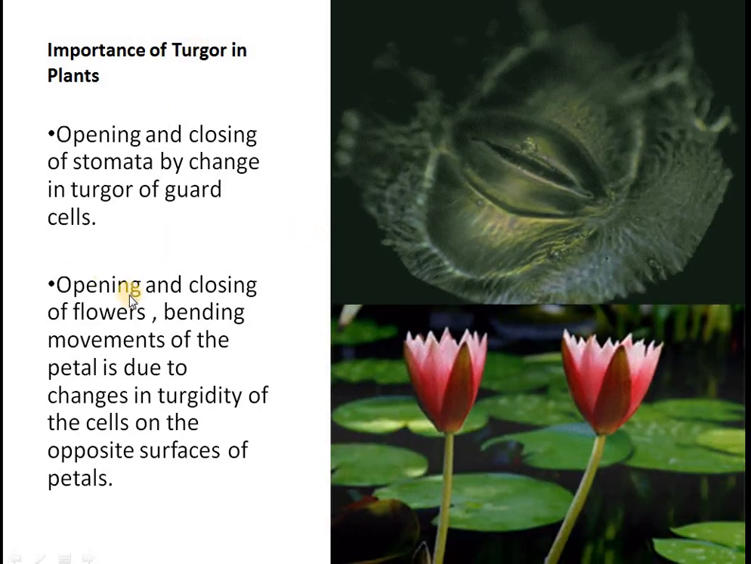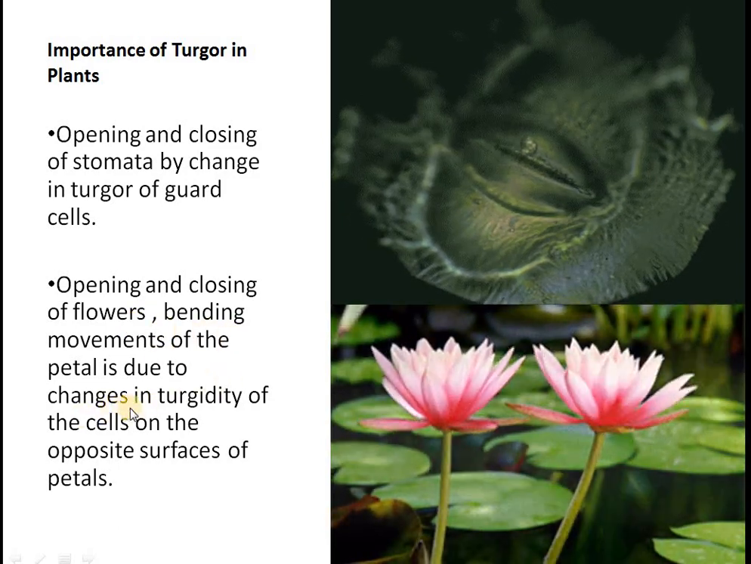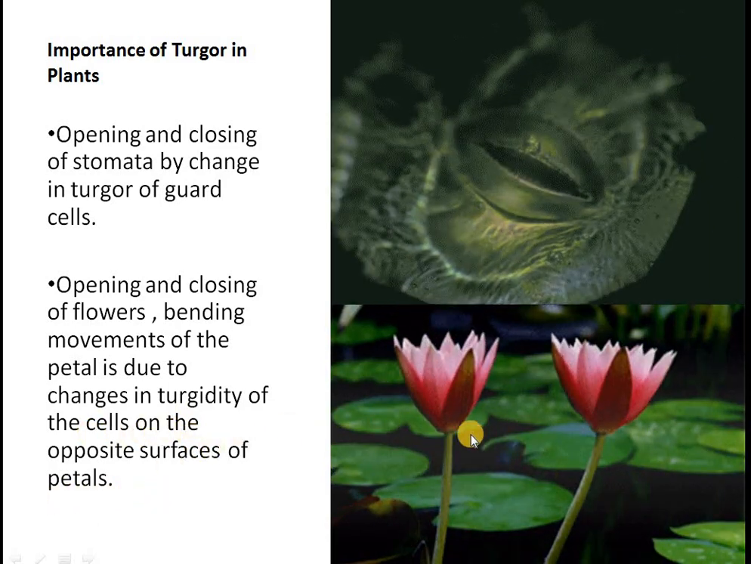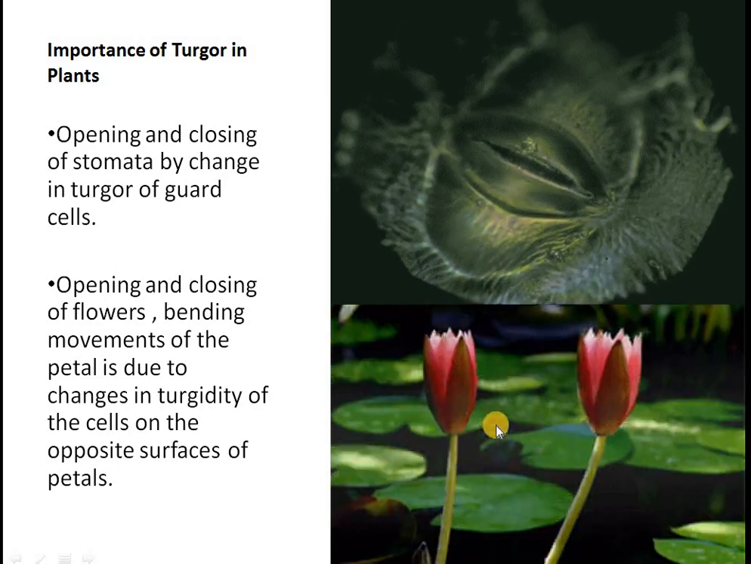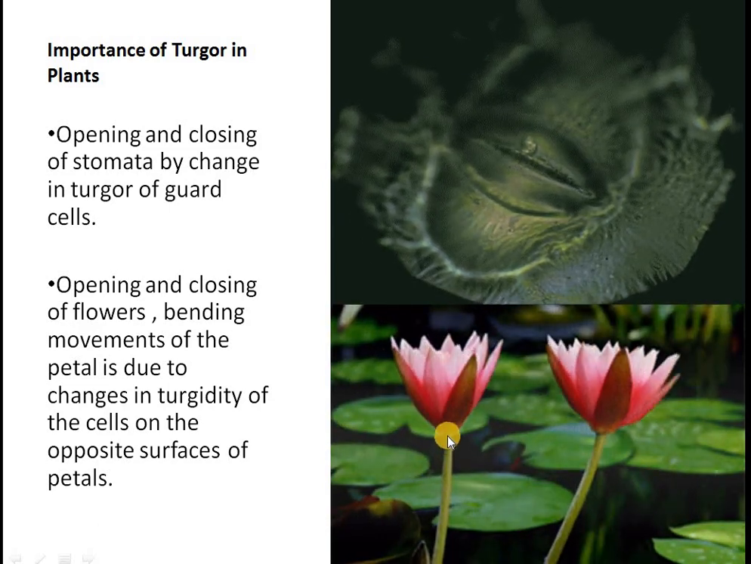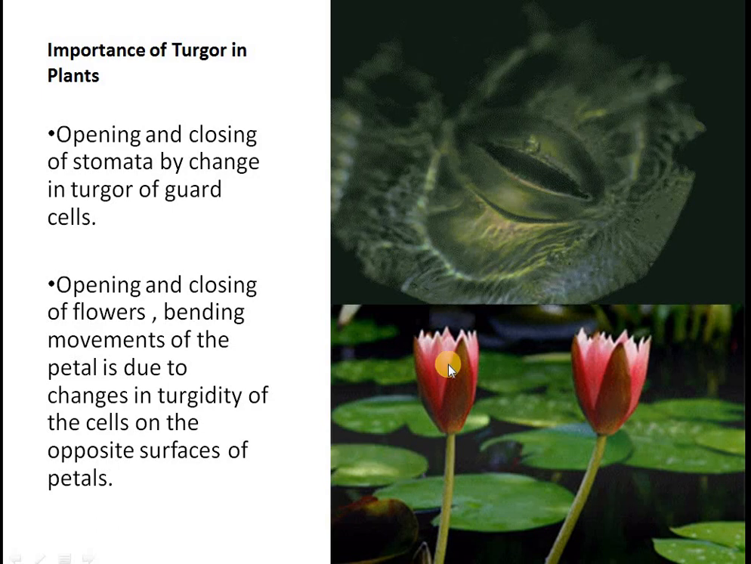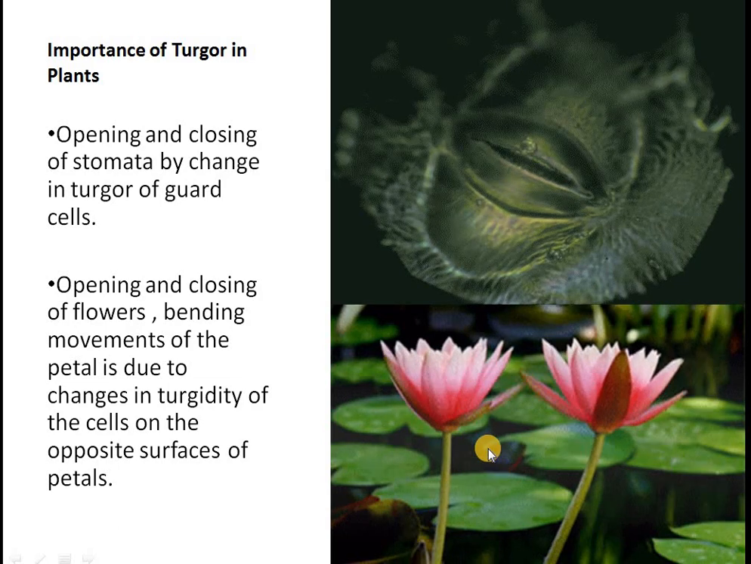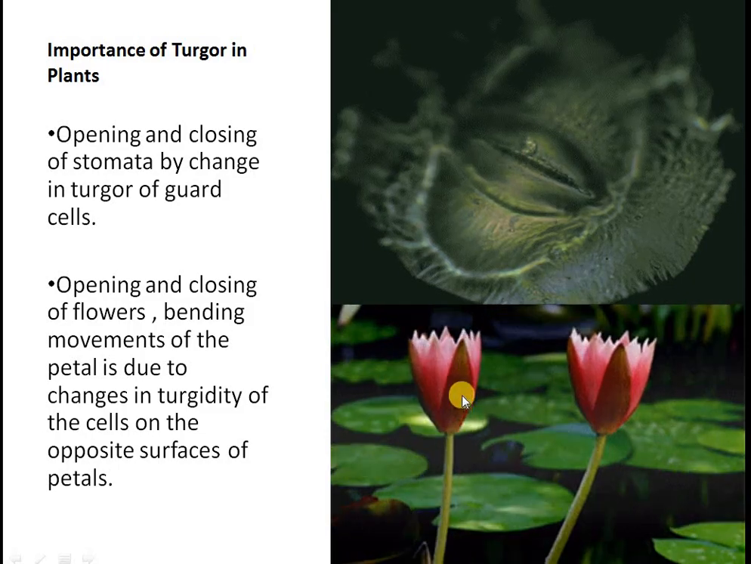Another importance of turgor is opening and closing of flowers. Bending movements of petals are due to changes in turgidity of the cells on the opposite surface of petals. So if you see in the diagram, the petals are blooming, they are opening up. It is because the cells on the lower sides have become turgid. Wherever the petals would be moving, the turgidity would increase on the opposite side. Like here they are opening in a downward direction, so turgidity is increasing downward, in the cells which are present at the base.